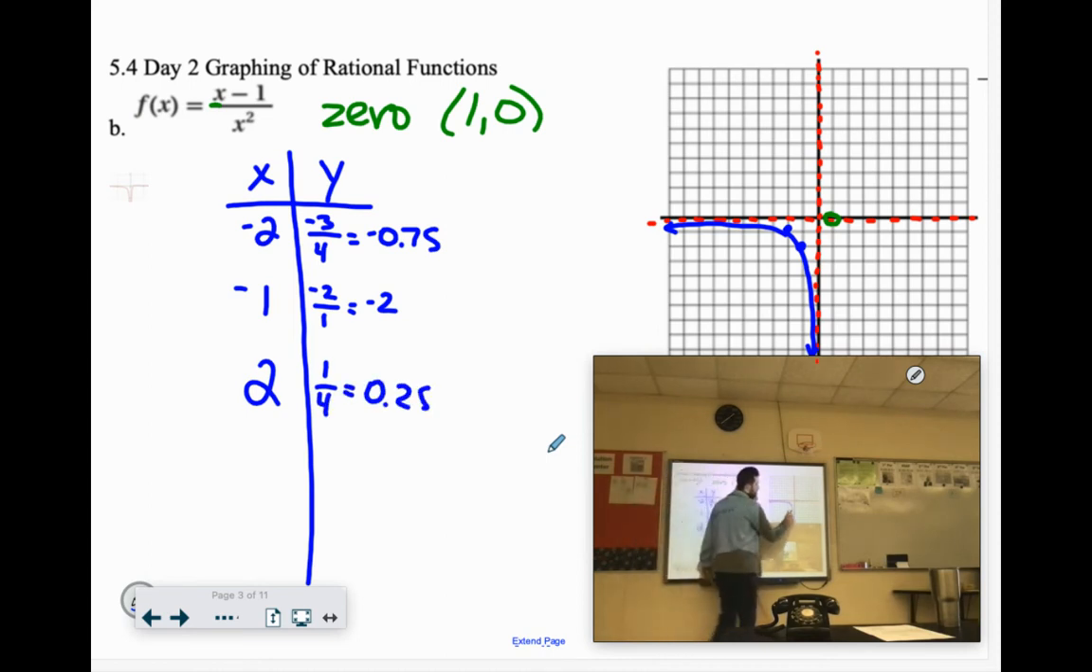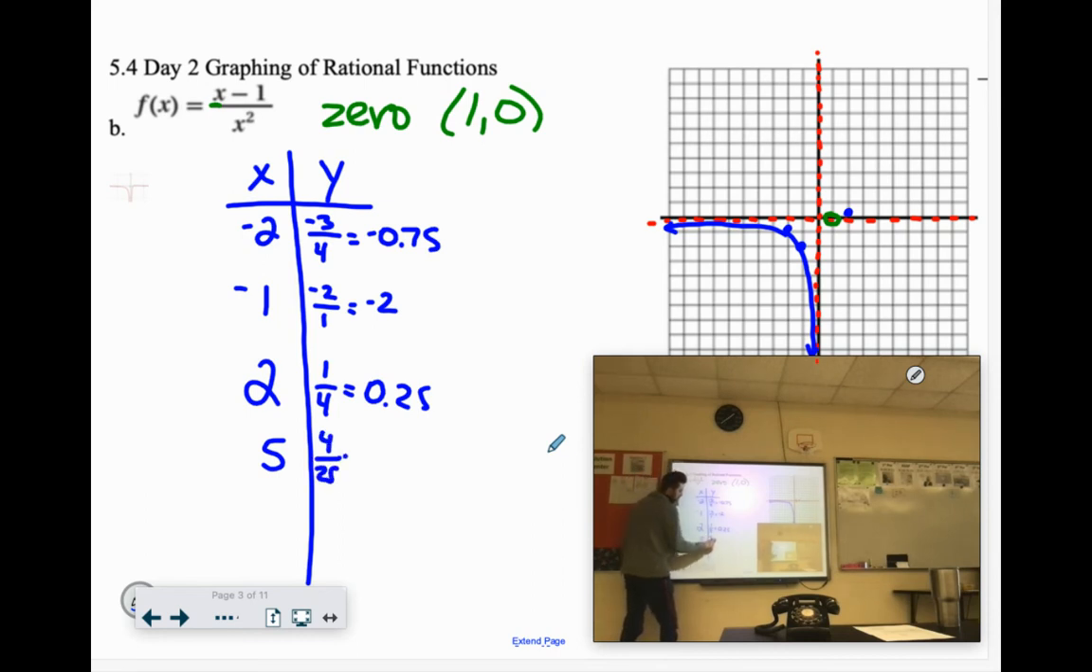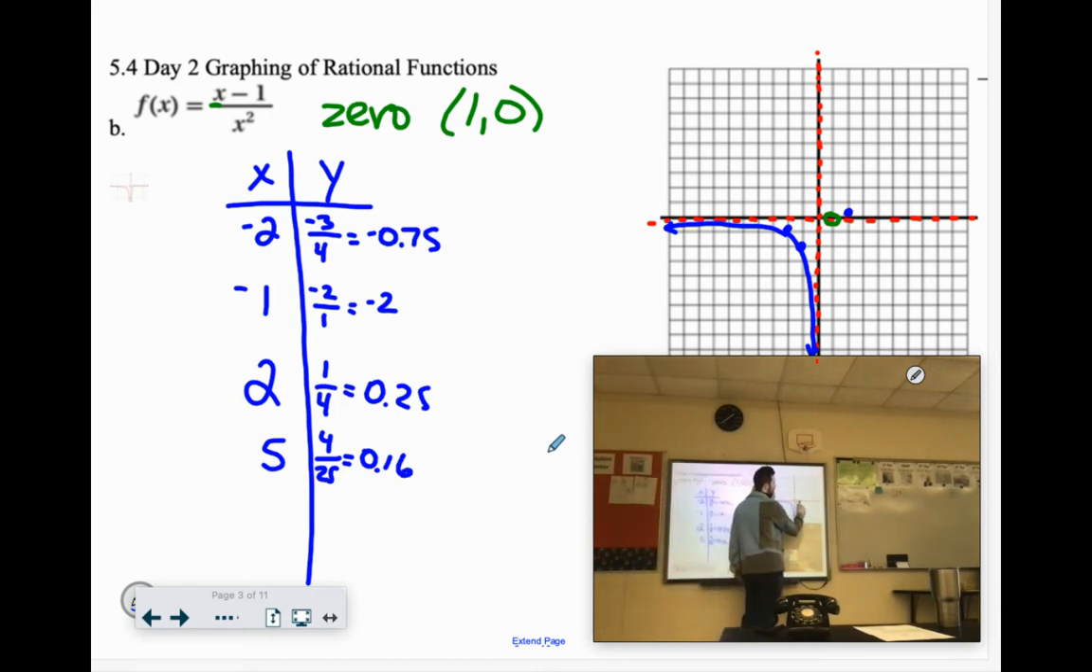So we're at 2, 0.25. Okay. Interesting. How about if we did like 5? 5 minus 1 is 4. 5 squared is 25. This would come out to 0.16, which is even smaller. So it's going to start dipping back towards the asymptote. 1, 2, 3, 4, 5.